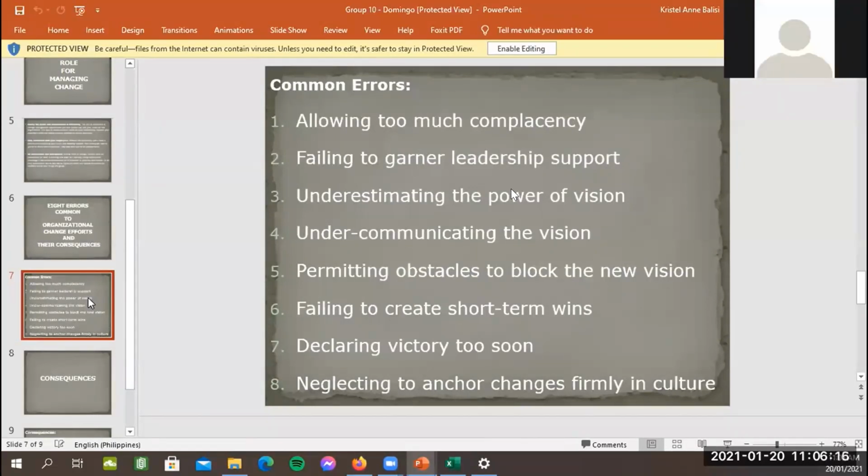Ma'am, connecting pa po si Abigail. Dun po muna ako sa 5 hanggang po.